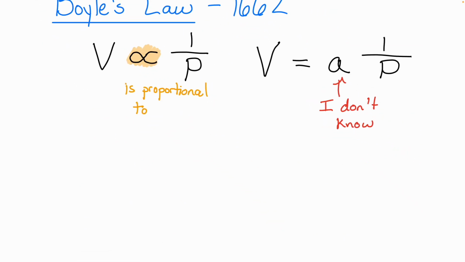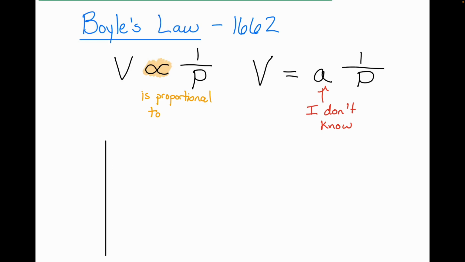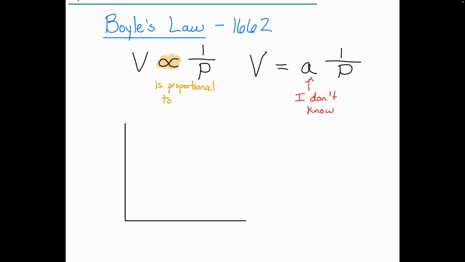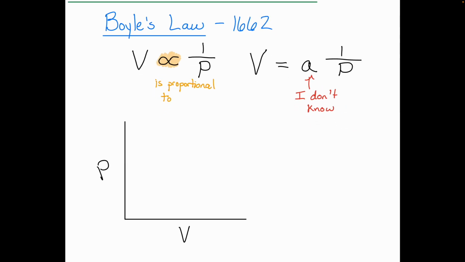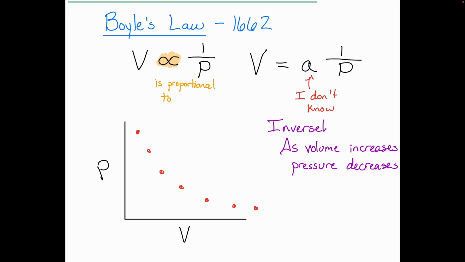Boyle's law, he took some data. He measured the volume of a gas and how that changed with its pressure. And he found that as the volume increased, the pressure of that gas decreased. All right, so as volume increases, pressure decreases. This is about every mathematical way you can think of to represent Boyle's law right here. And this is what we would call an inverse relationship, or inversely proportional.